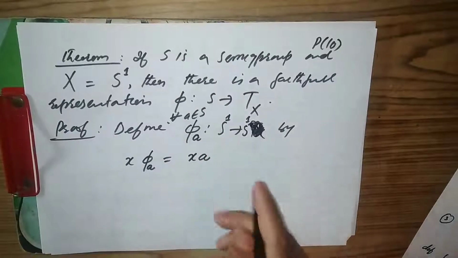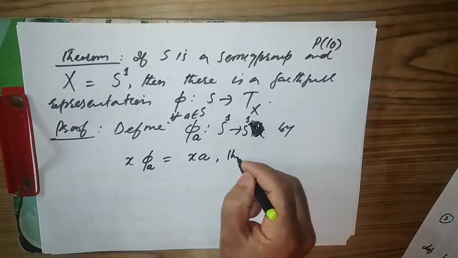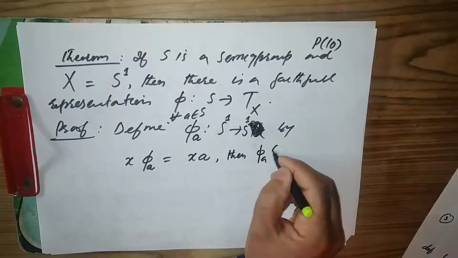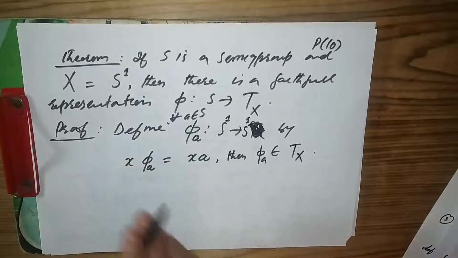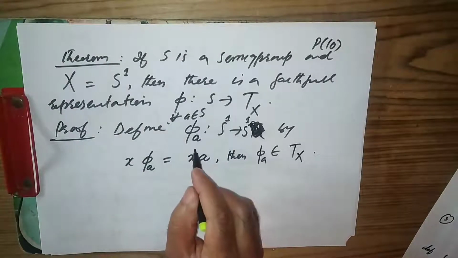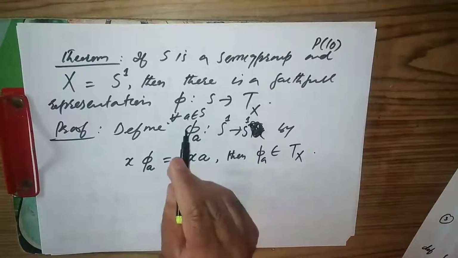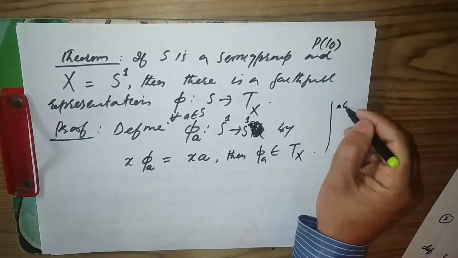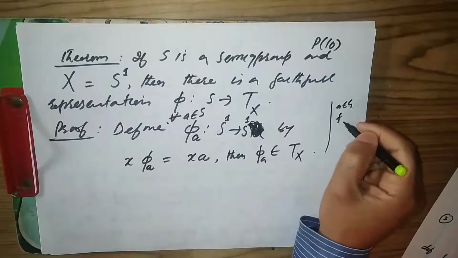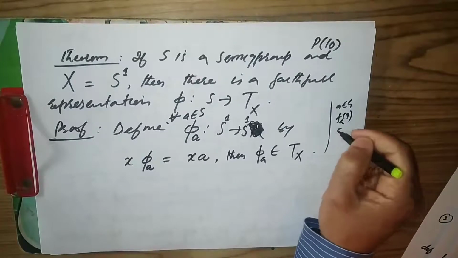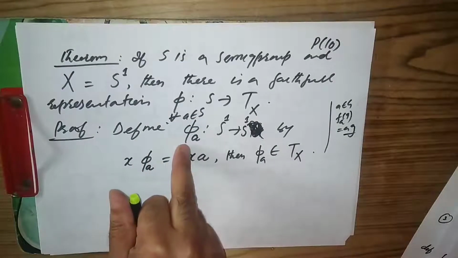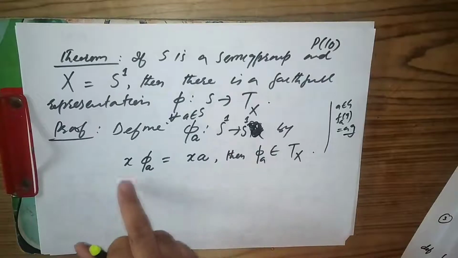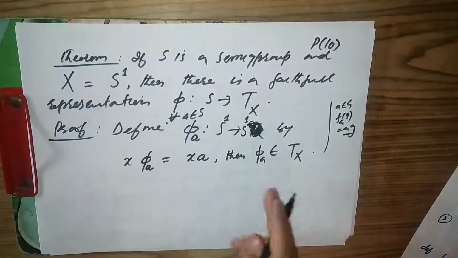So phi a is a map from S1 to S1, so it belongs to Tx, because X is S1. Like in groups, for all a in G, we define a map from G to G by g goes to ag. Same here: for each a in S, we define a map phi a from S1 to S1 by x phi a is equal to xa. So this phi a is in Tx.